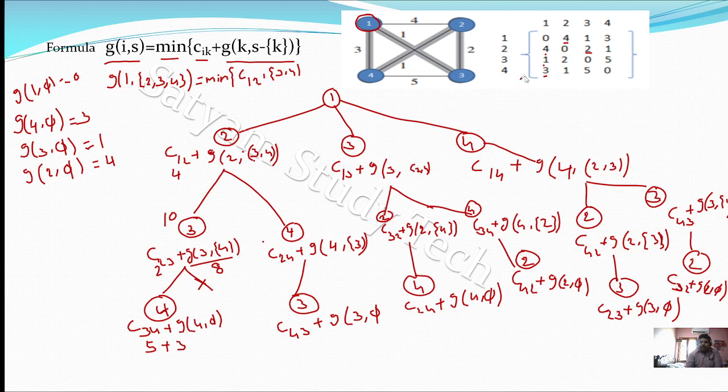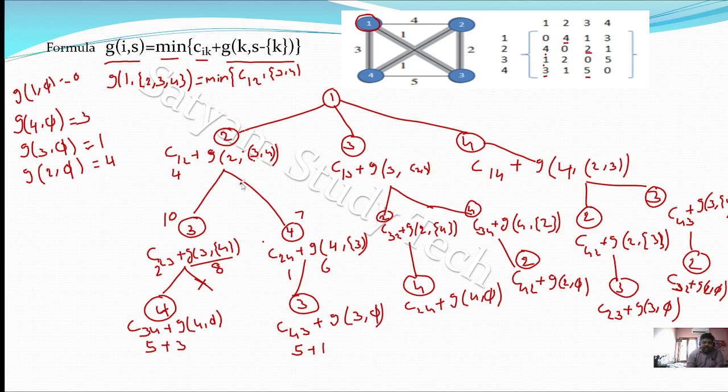Now C of 4 3, here it is 5. C of 4 3 is 5. And G of 3 pi, that value is 1. So 5 plus 1, that is 6. So here it is 6 plus C of 2 4. C of 2 4, the 2 4 value is 1. 1 plus 6, that is 7. You can note down here. It is 10, it is 7.